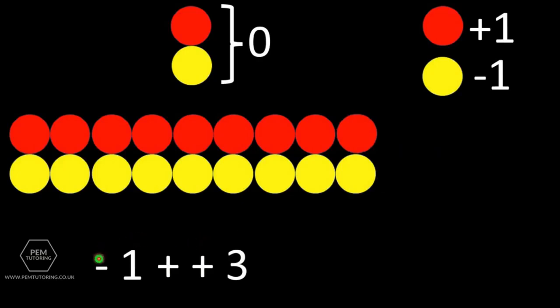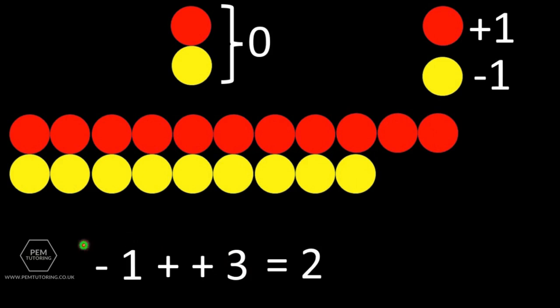So let's do another one. So -1, so we can take away 1 red counter, and then we're going to add +3. So we're going to add 3 positive counters. So we're going to add 3 red ones. So we took 1 away, and then we're adding 3, and we get 2 here because we have 2 red counters on their own. So that gives us 2.